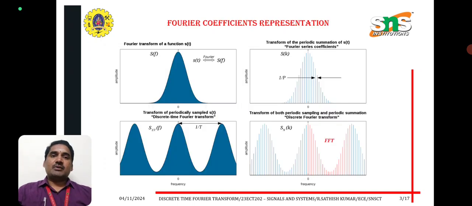See, these are the sum of the Fourier coefficient representation. Fourier transform of function s of t. While we take the time domain to frequency domain, transformation of the periodic summation of x of t gives Fourier series coefficients. Transformation of periodic sample x of t gives the discrete time signal sequence, and transform of both periodic sampling and periodic summation gives the discrete Fourier transform. It consists of f of t, that is nothing but fast Fourier transform.